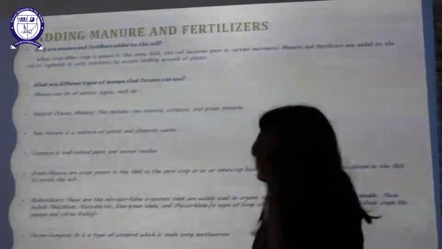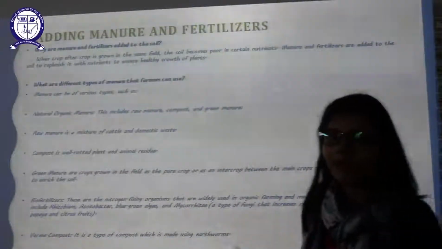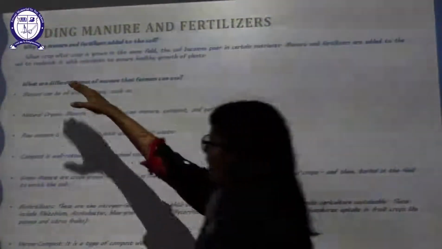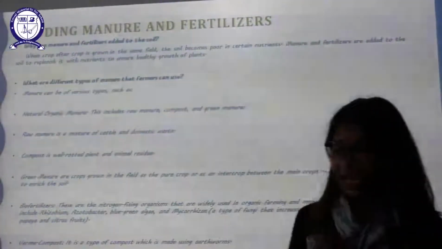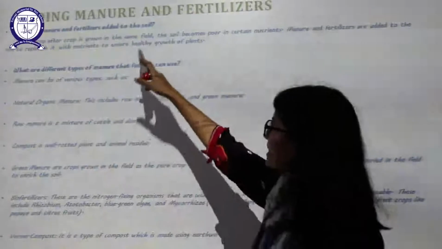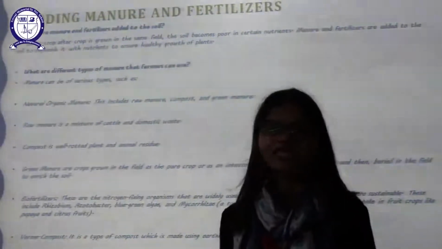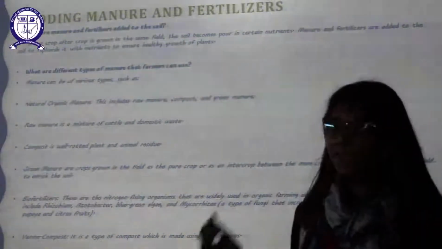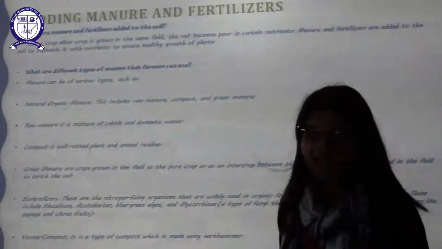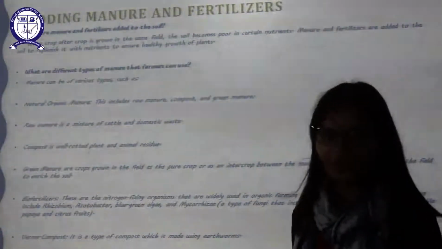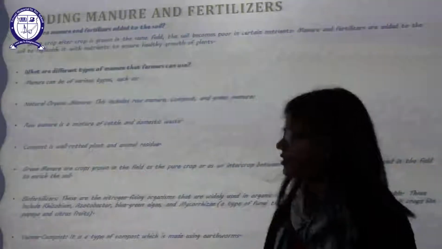Now the next step is adding manure and fertilizers. Why do we need this? Why are manure and fertilizers added to the soil? It is a very important step because after a crop is grown in the same field, if we grow the same crop again and again, the soil becomes poor in nutrients, because the nutrients get used up by the previous crop.